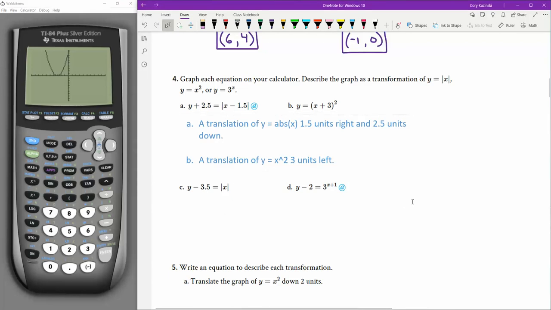All right, what about this one? How about a translation of y equals the absolute value of x? That minus 3.5 means that 3.5, it's always subtraction. The 3.5 means 3.5 units up.